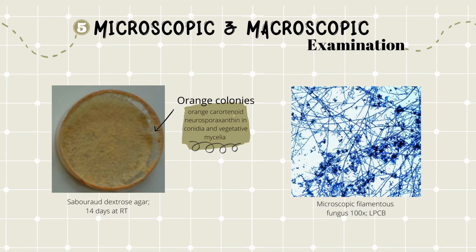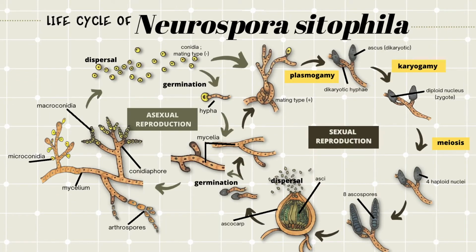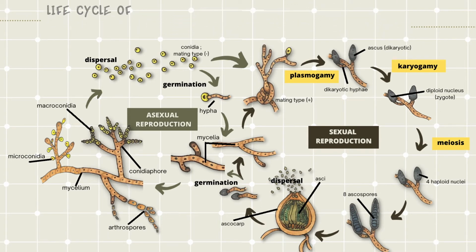These organisms will produce orange colonies on SDA agar, due to the accumulation of orange carotenoid, neurosporaxin, in conidia and vegetative mycelia. And it shows a microscopic filamentous fungus under 100 times magnification. This is the life cycle of Neurospora sitophila. It can reproduce in two ways, sexually and asexually.